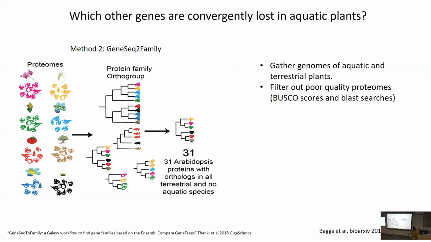If you're interested, that algorithm is published and there's a Galaxy workflow. And if you've ever worked with Plant Ensembl and their orthology gene trees, the algorithm behind GeneSeq2Family is adapted from the Plant Ensembl Compara database. And here we were able to group all the proteins together. What we know is that GeneSeq2Family tends to be on the opposite side: it tends not to split genes into smaller families, but to group them together.